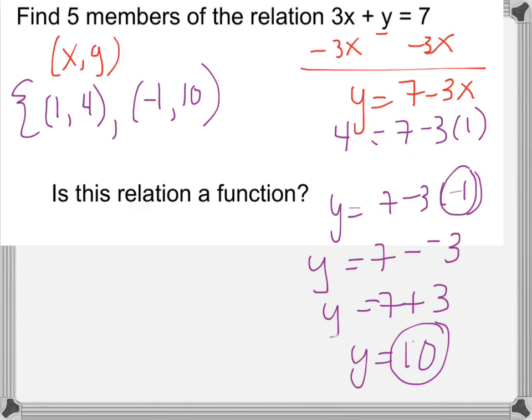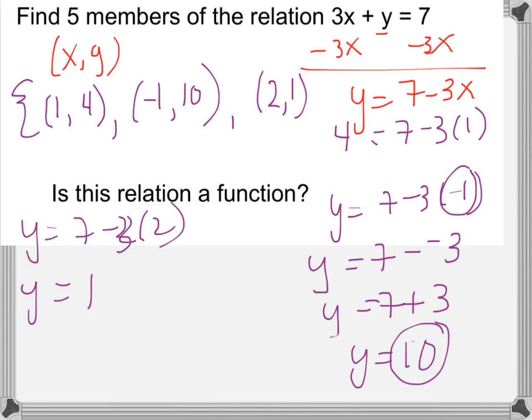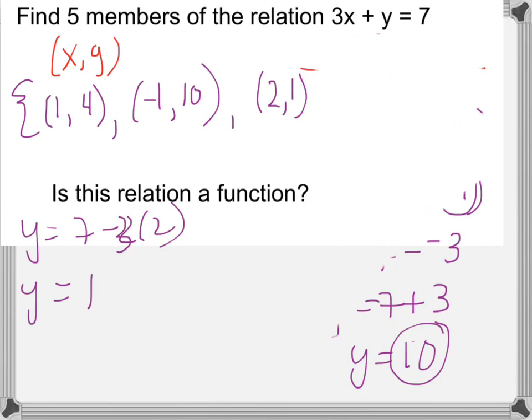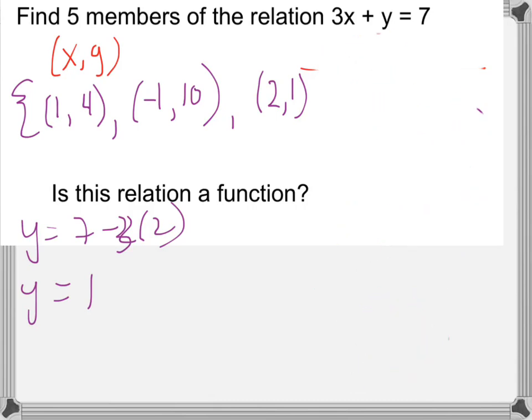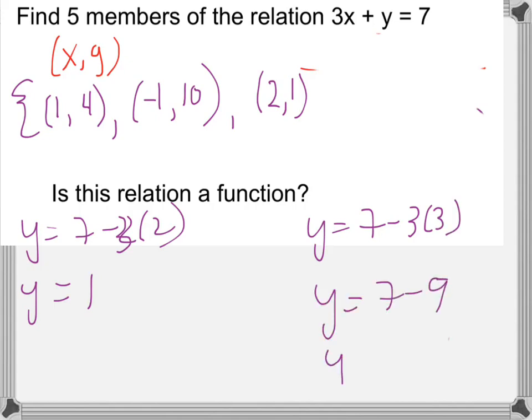Let me put 2 in there. So y is equal to 7 minus 3 times 2. Y is equal to 1, right? Because that's 7 minus 6. So another member would be (2, 1). And let's see, okay, let's put 3 in there. Y is equal to 7 minus 3 times 3. So y is equal to 7 minus 9, which is negative 2. So (3, negative 2) in there.